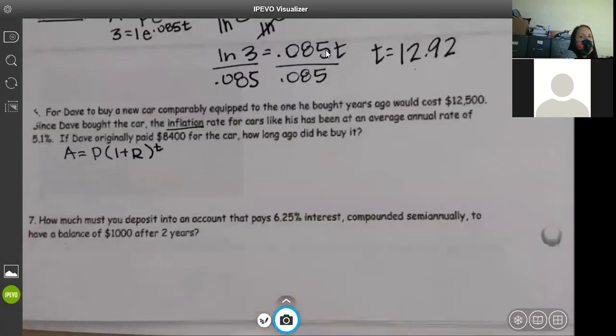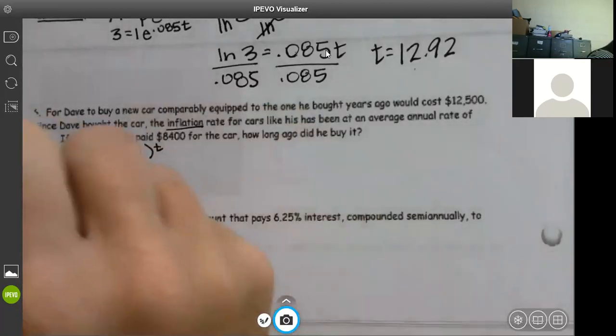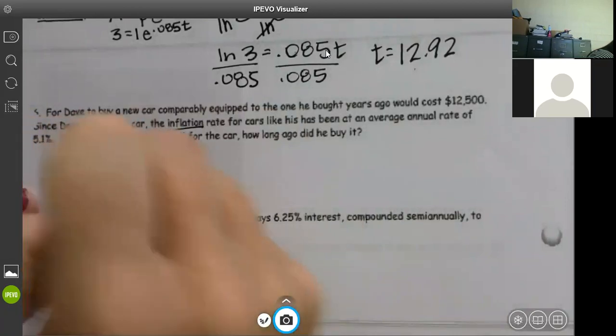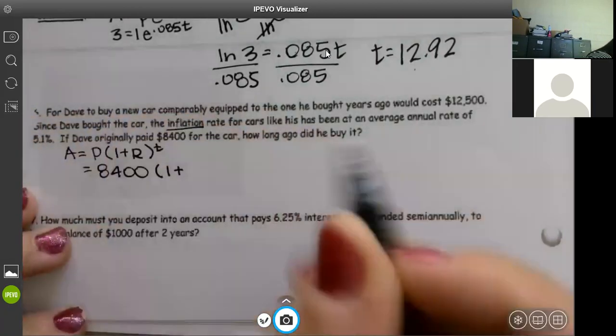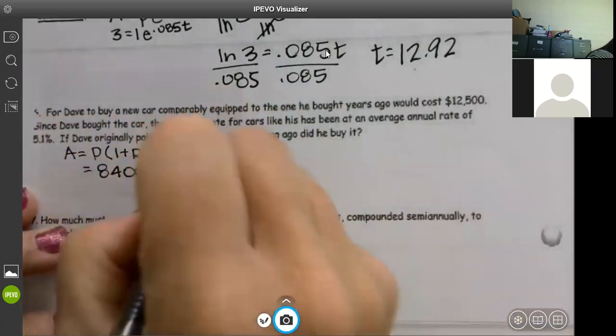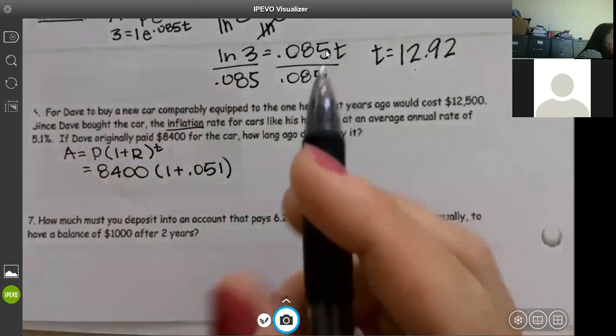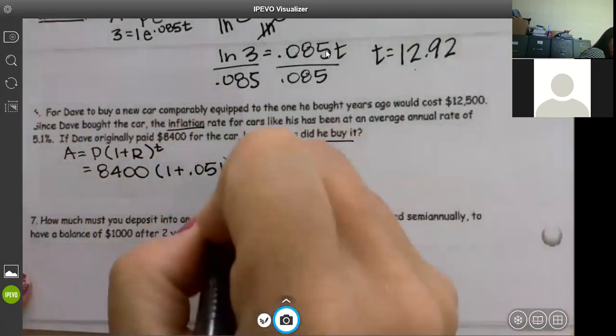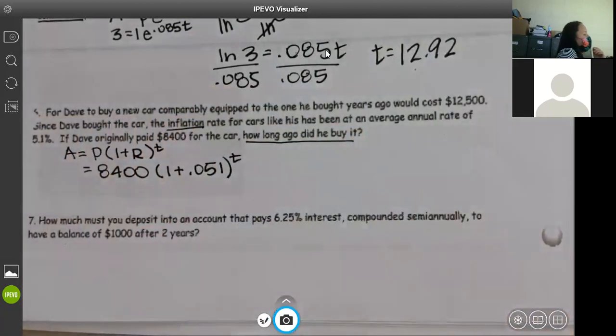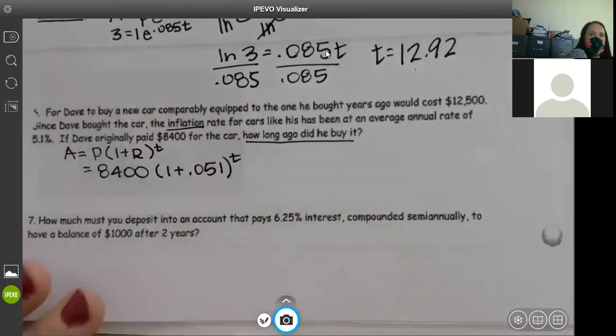All right, what do we know? He paid $8,400 for it, so that's going to be your P. Do we have our rate? 0.051. Do we have how long we're doing this? That's what I have to figure out, so I know that's going to be my variable. Well, where is my A? 12,500. Okay, 12,500.